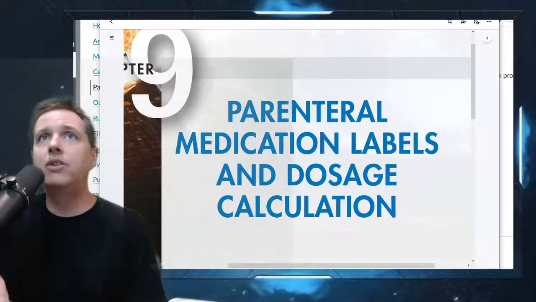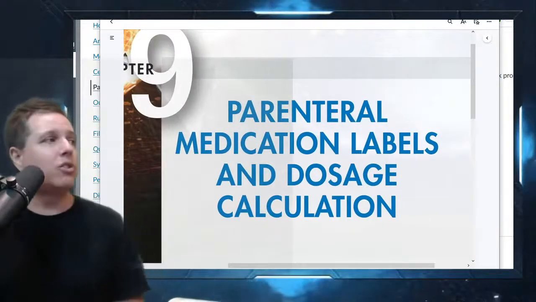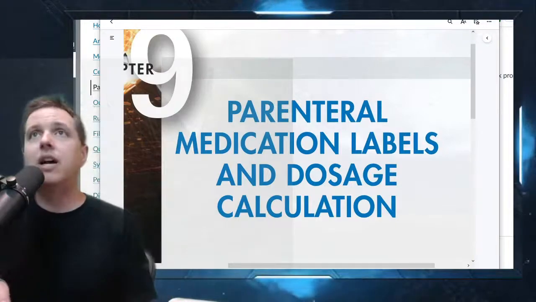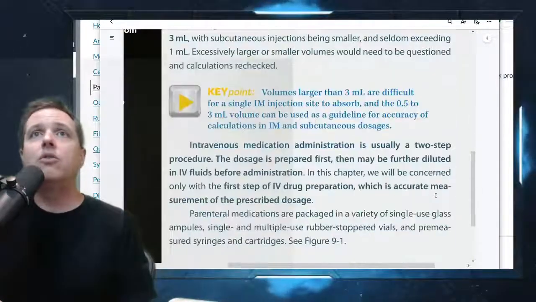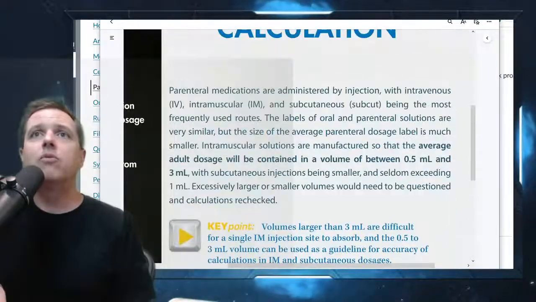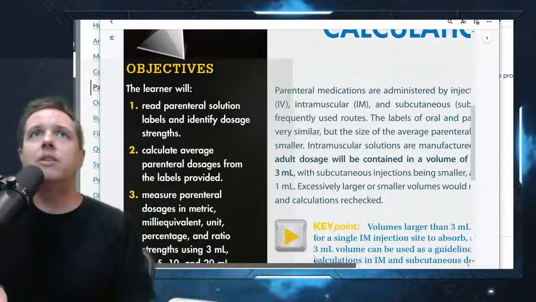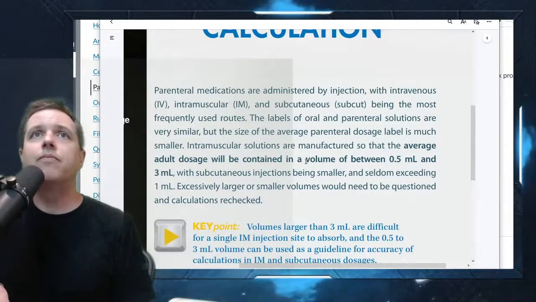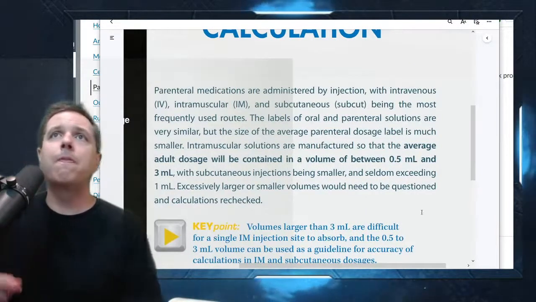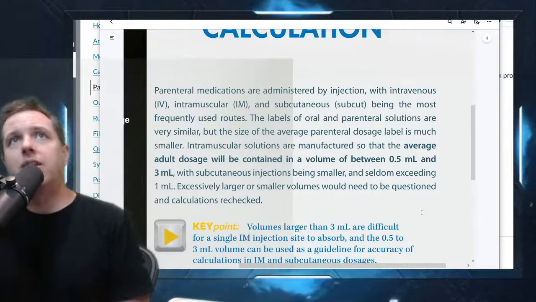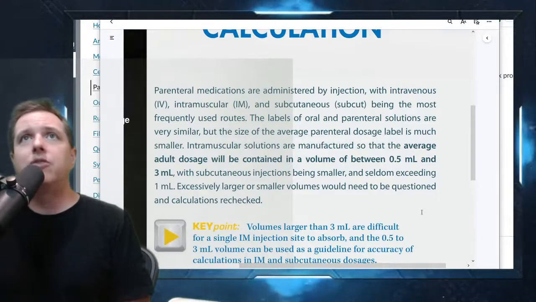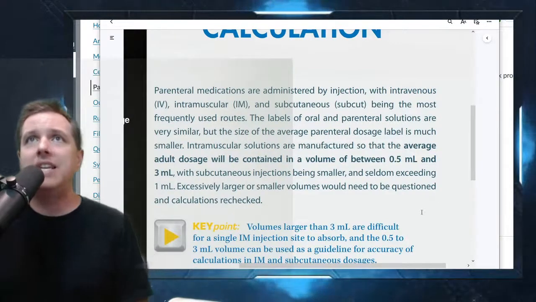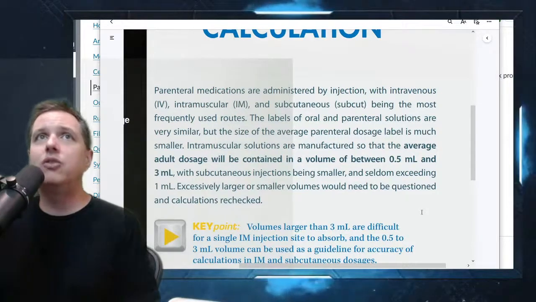All right, parenteral medication labels and dosage calculation. So this is chapter 9, moving into chapter 9 now. Where's the picture? It must be on the next page. Parenteral medications are administered by injection, with intravenous, intramuscular, and subcutaneous being the most frequently used routes.